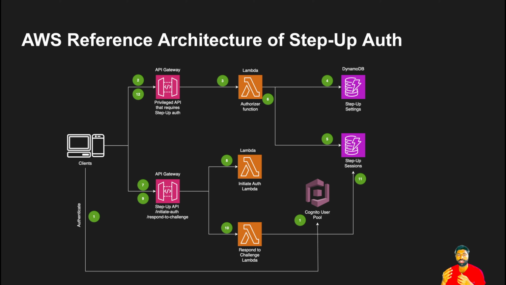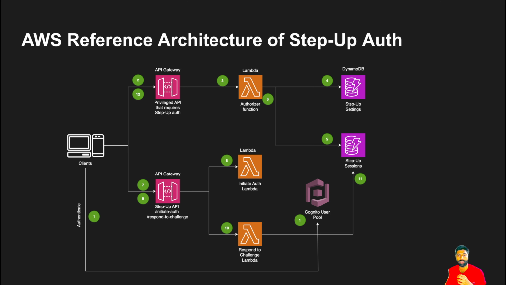In step 7, the client application initiates the step-up action by calling an initiate auth endpoint. And this action is protected by the API gateway built-in Amazon Cognito authorizer. And then the client needs to pass a valid access token in the authorization header.